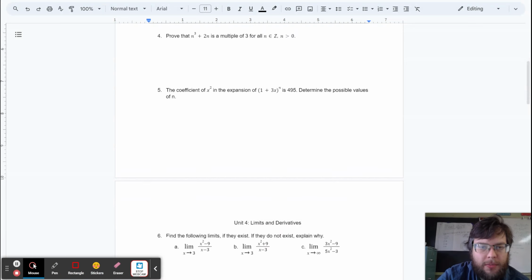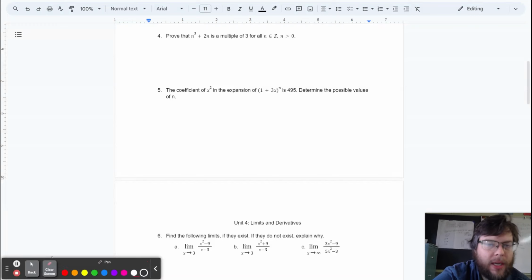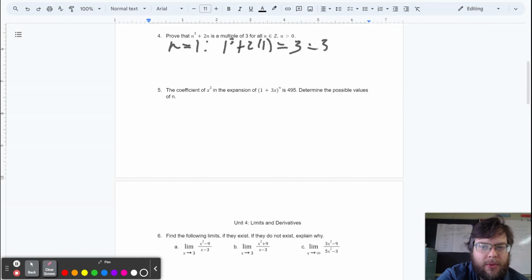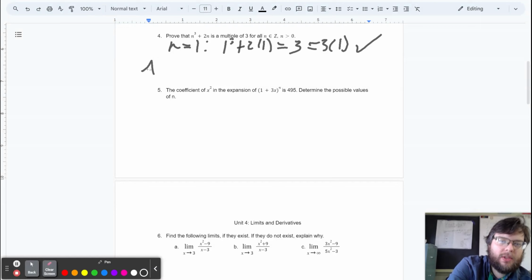Prove that n cubed plus 2n is a multiple of 3 for all positive integers. Okay, so this looks to me like an induction proof. So let's start with n equals 1. That would be 1 to the third plus 2 times 1, which is 3. And that is indeed a multiple of 3, 3 times 1. Check.